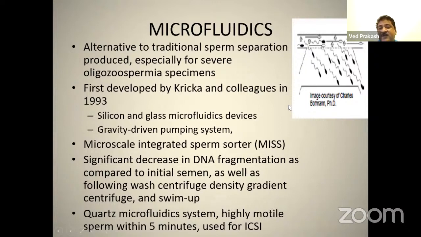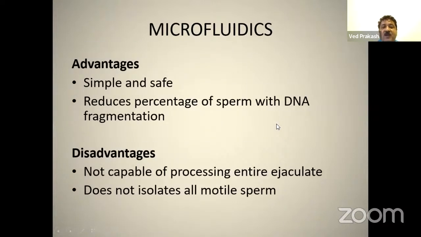Most of the centers are using microfluidic systems also. The advantages of microfluidics are that it is simple to use, it is safe, and it reduces the percentage of sperm with DNA fragmentation. The disadvantage is that it is not capable of processing the entire ejaculate. This is the main disadvantage of microfluidics. You can process only around 1 ml, 0.1 ml of sperm.